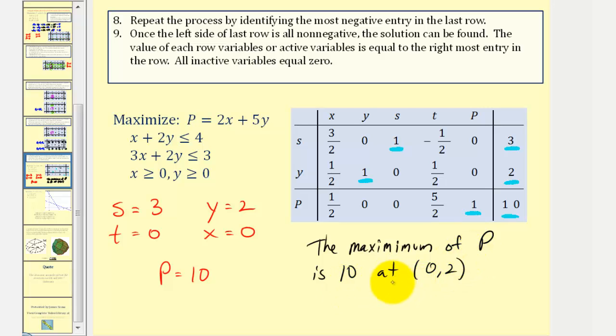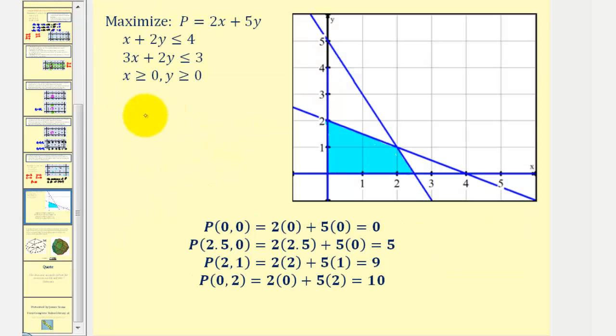Now this is a very straightforward example. Many times we do have to repeat the process because after pivoting once, we still have negatives on the left in the bottom row. Now if we compare this to how we solved a similar problem using linear programming, we would have graphed the feasible region on the coordinate plane. Because our constraints are inequalities in two variables, we would have found the vertices 1, 2, 3, 4, sub those values into P, which I've shown here. Notice how we get the same solution. The max is 10 at 0, 2.